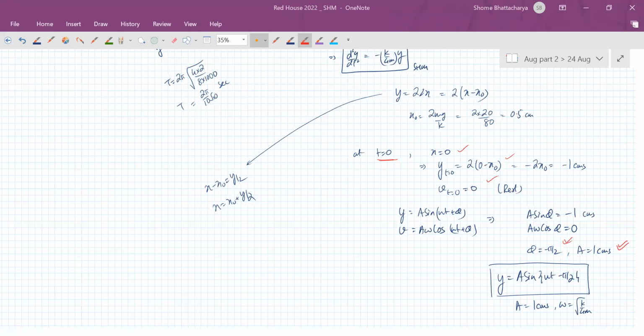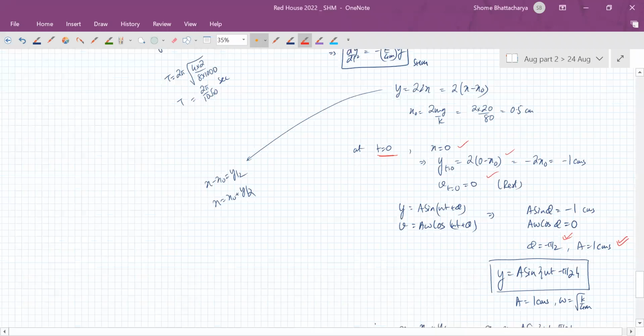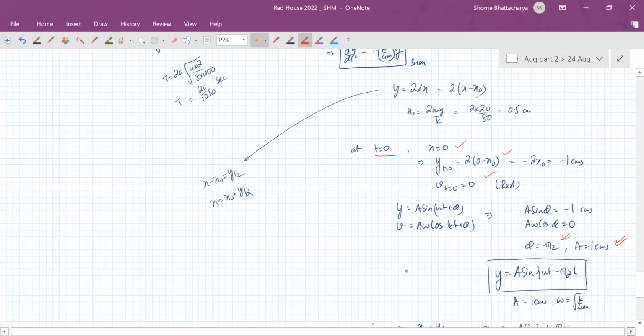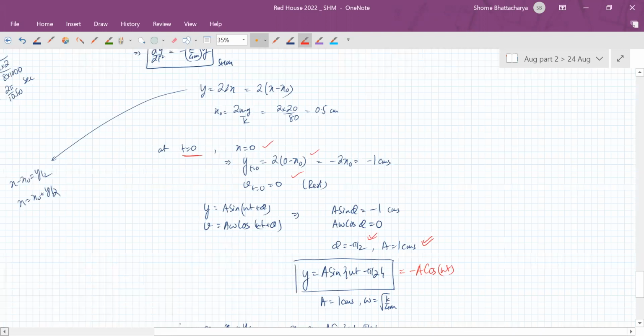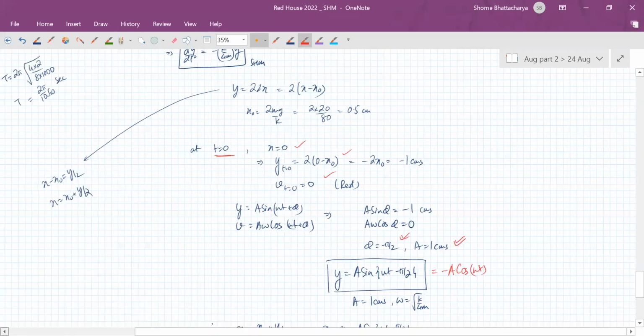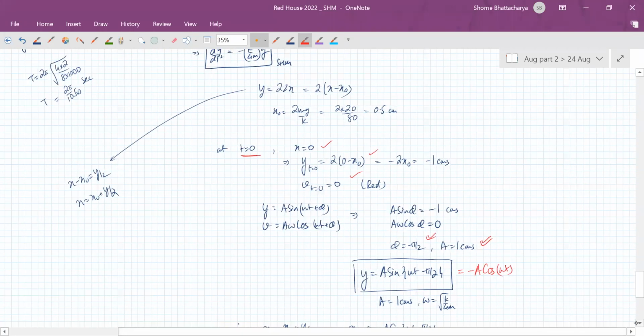Okay, so this is your y as a function of time. You can also alternately write this as minus a cos omega t, because sine of omega t minus pi by 2 is minus cos omega t. So now to understand the extension of the spring as a function of time, you go back to this, the relation between the position of the spring x and the displacement of the block from its mean position y.